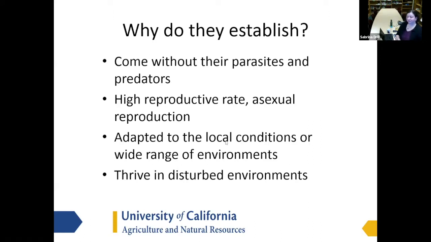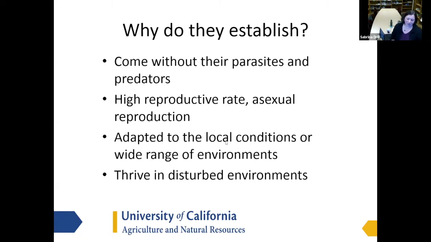And why do they establish? Why are invasive species a problem? Well, I think most people kind of know, sure, they come without their parasites and predators and whatever keeps them in check where they're native to, but they usually also have either high reproductive rates through regular sexual reproduction, or they can reproduce asexually, either clonally or through a rhizome, and we'll give some examples of that where a little piece of a plant can cause a problem.